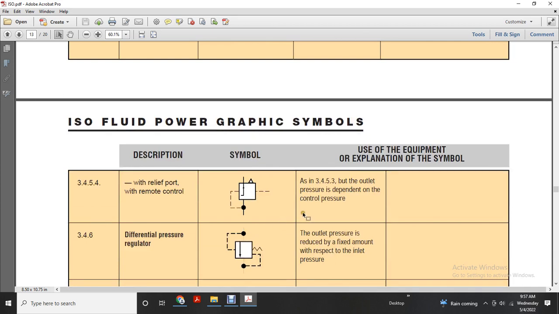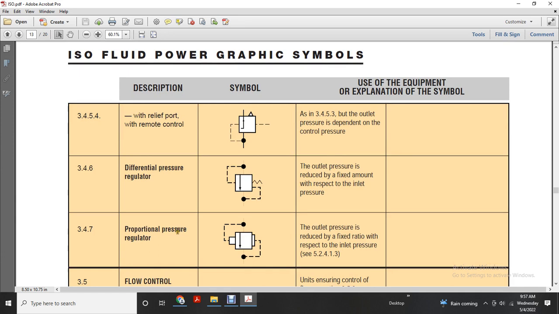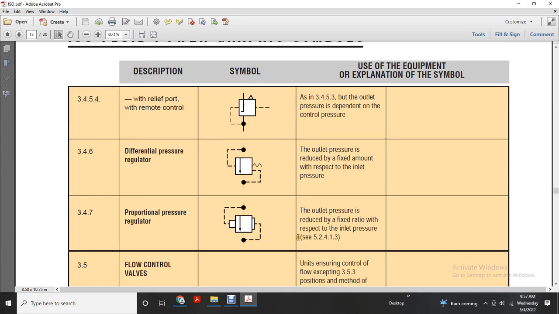With relief port, remote control, the outlet pressure is dependent on the control pressure: differential pressure regulator. Outlet pressure reduced by a fixed amount with respect to the inlet pressure. Proportional pressure regulator: outlet pressure reduced by a fixed ratio with respect to the inlet pressure.